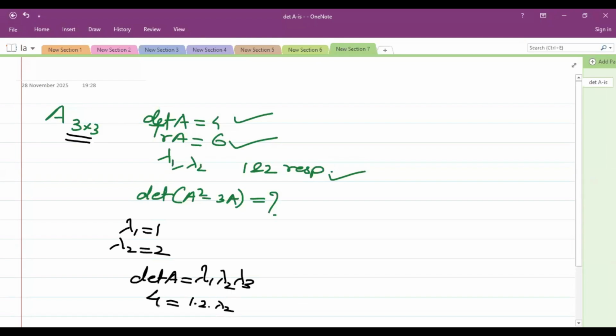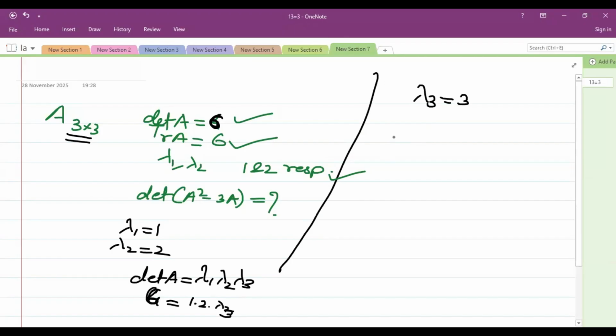Trace is equal to the sum of the eigenvalues. Also, the product is equal to the determinant. It's not matching. Let's take the determinant also equal to 6. In that case, the third value of lambda will match, and so we'll have lambda 3 equal to 3. Okay, so we have all the 3 eigenvalues.